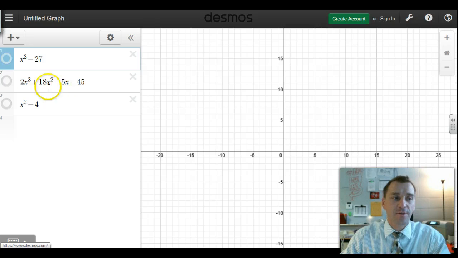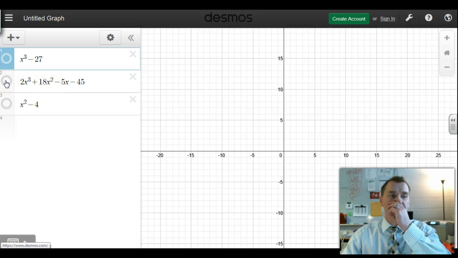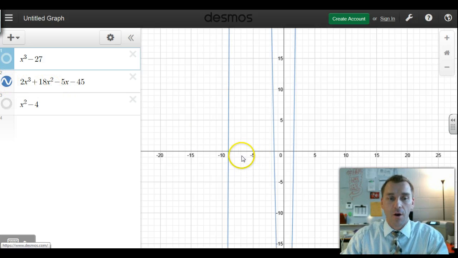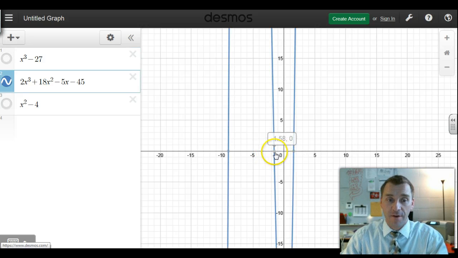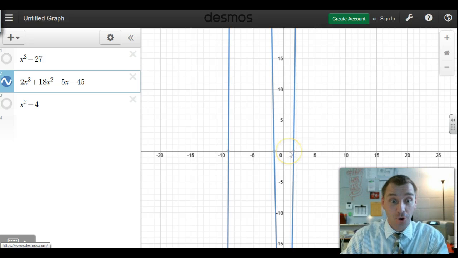Watch this one. Back to the factor by grouping. Remember we had 3 possible solutions to it? Check this out. Oh, it crosses at 3 different places. It crosses at 1.58, negative 1.58, and negative 9. Go look at your answers. It's exactly those. Those are the real solutions. It crosses the x-axis. Real solutions at 3 places.